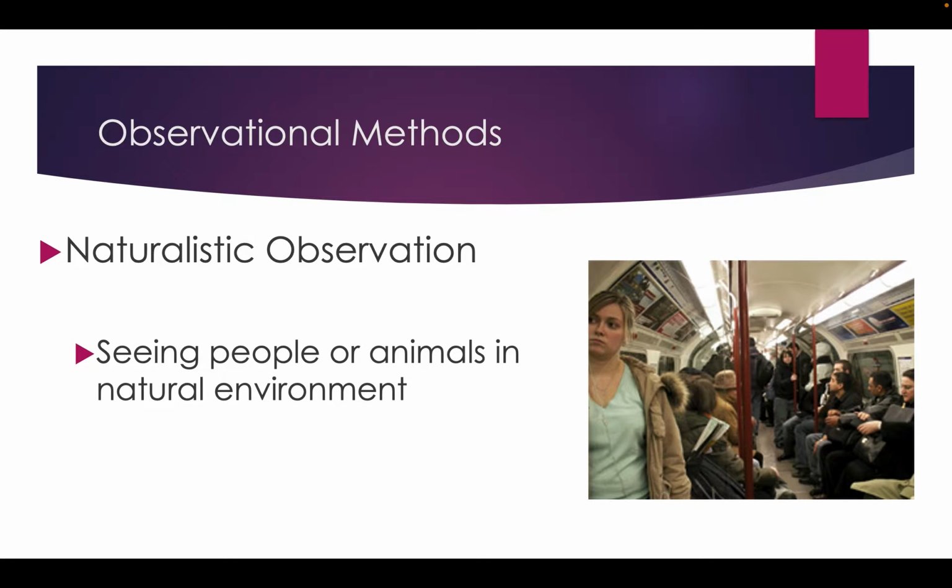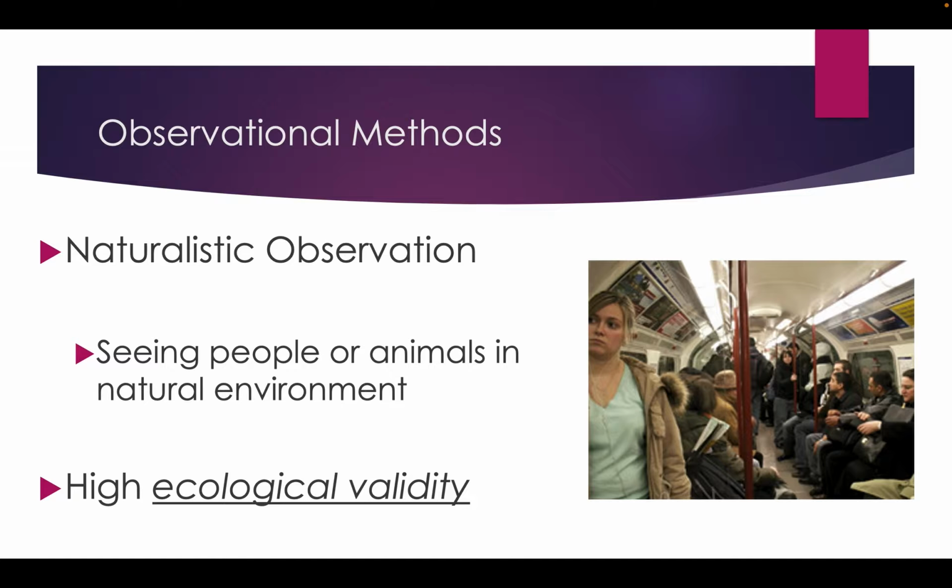Now, next we have naturalistic observation, and this would simply be observing in a natural environment. So maybe you want to see how children interact at a playground. You can observe sharing behaviors, interactions, those types of things in a more natural setting, the playground, without any type of intervention. Now, this method is high in what we call ecological validity.